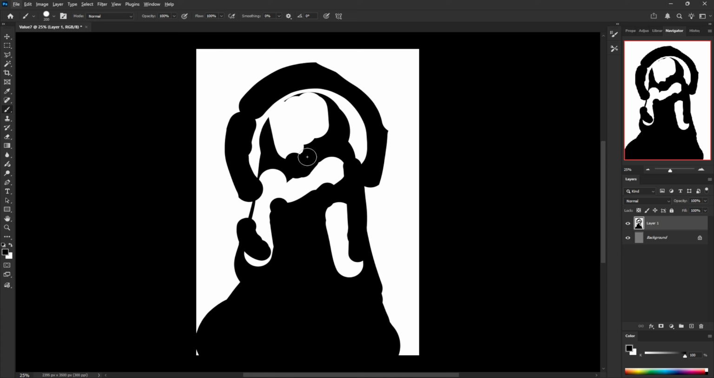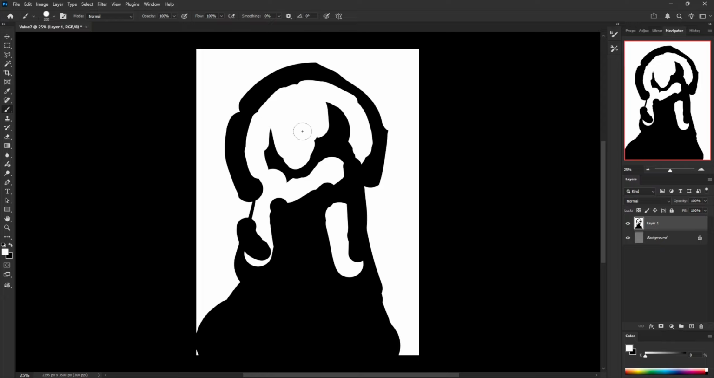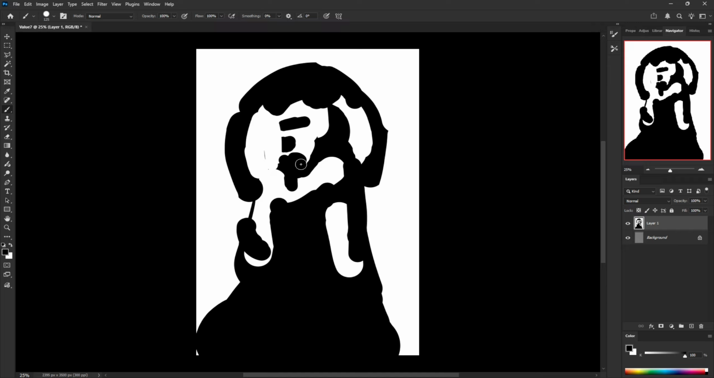So this is like a black and white drawing, and the most important thing here is just the values. Where do you think her head is? So her head will be here. These will be the eyes, this will be the mouth and the nose, right? And the rest of the things follow from that.